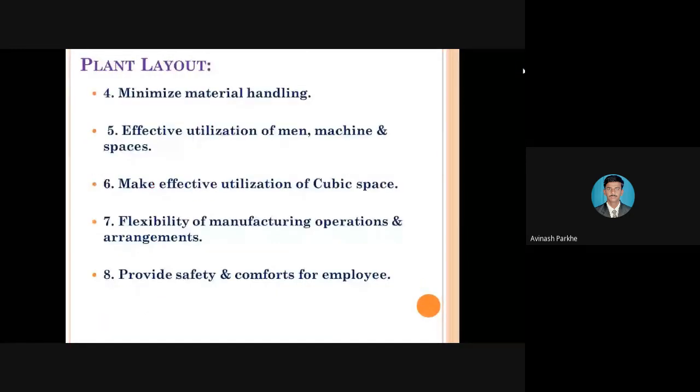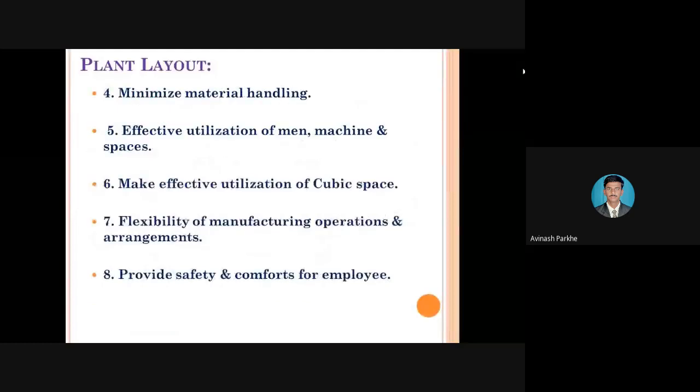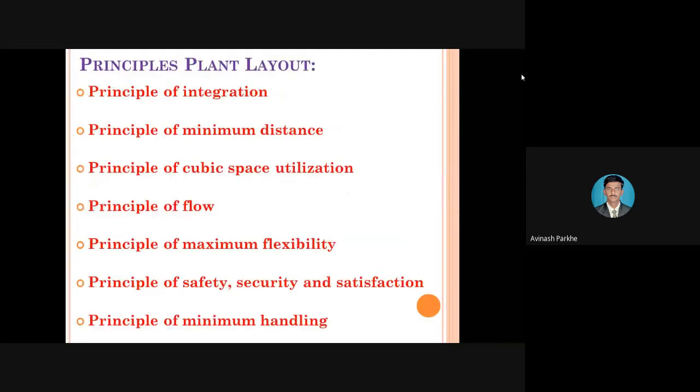To streamline the flow of the material, facilitate the manufacturing process, maintain the high turnover, minimize the material handling, efficient utilization of man and machine, then make effective utilization of the cubic space. So like that, a total of 8 objectives should be satisfied by that particular plant layout. Now in today's lecture, we'll discuss a very important point, which is called the principles of the plant layout.